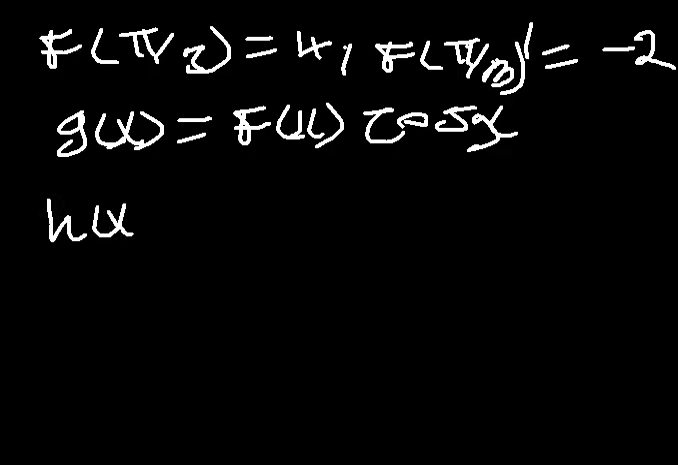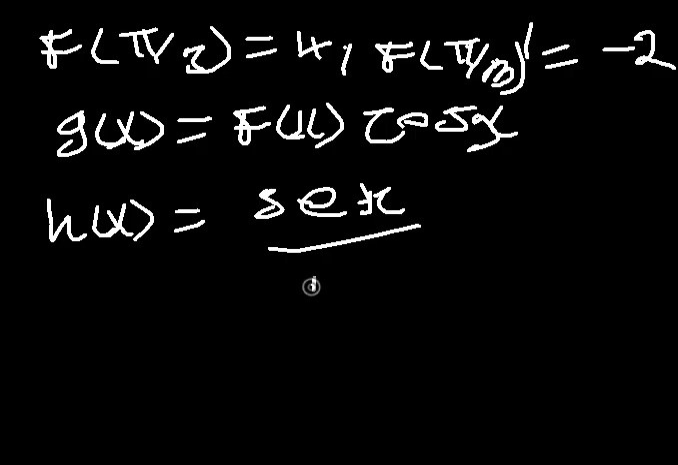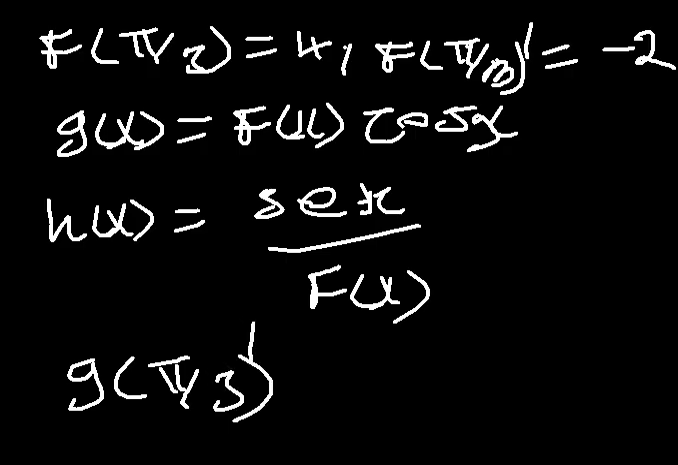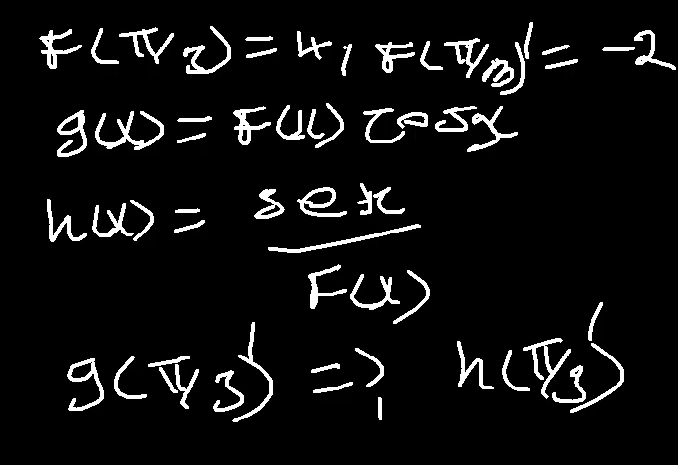And we have, let's say, h of x, and let's say it is given as sec x, like that, divided by f of x. Let's say that is the case. Now we have to find what is g prime of pi over 3, and also we have to evaluate what is h prime of pi over 3, if this is the case.